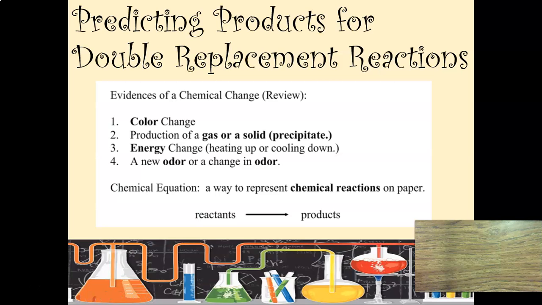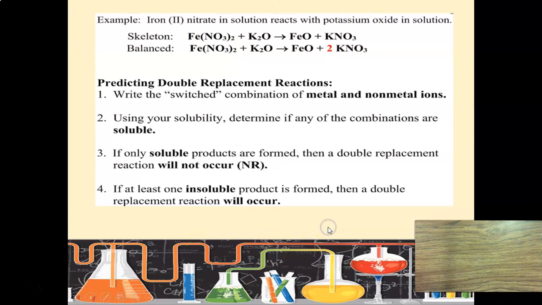The chemical equation is a way to represent chemical reactions on paper. Just a reminder that reactants are on the left, products are on the right. So we have a couple of examples here, and we've got the balanced equation. When you predict products of double replacement reactions, you're going to write the switched combination. So we've done that up here of the metal and the nonmetals. We've swapped partners. Then you're going to use your solubility rules to determine if any of these combinations are soluble.